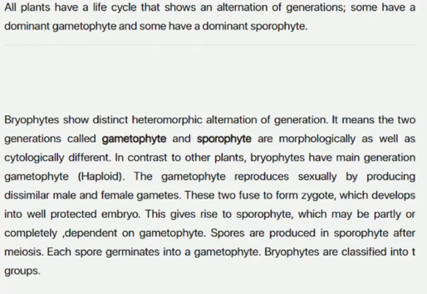Now, what is sporophyte generation? Spores are produced in sporophyte after meiosis. Each spore germinates into a gametophyte. So, this is the alternation of generation. That is, gametophyte generation produces sporophyte, and sporophyte generation produces gametophyte.